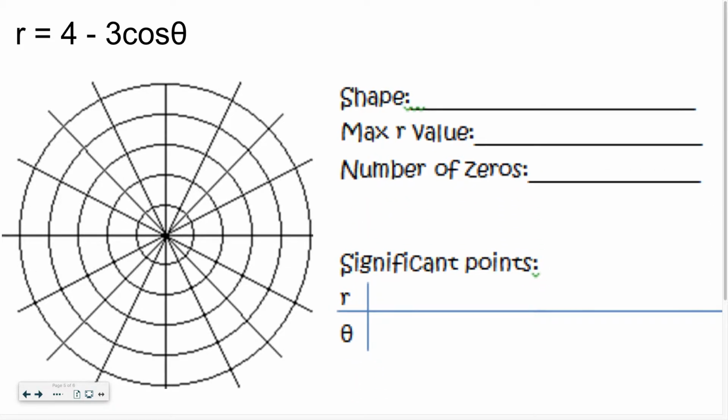Okay, write this example down. r equals 4 minus 3 cosine theta. Draw your x and y axes.